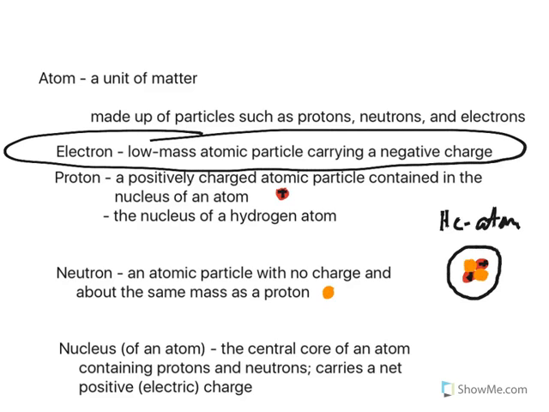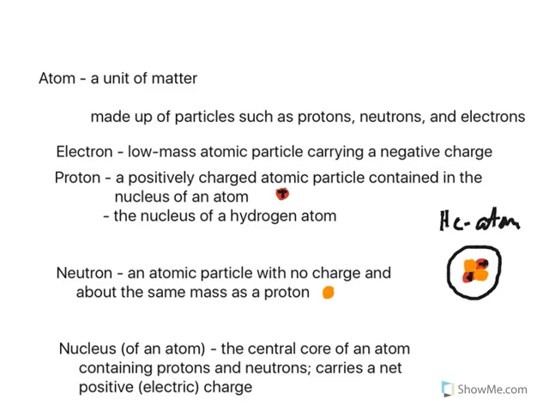Now, electrons are low-mass atomic particles carrying negative charges. This is negative electric charge. Now, what do we mean by low mass? In this case, let's think of a pea, the vegetable. And when we compare that to a proton or a neutron, think of a proton or a neutron as a bowling ball, really heavy, and the pea is really tiny and light compared to the mass of the bowling ball, the proton and neutron. So we're going to draw the electron as a blue dot.